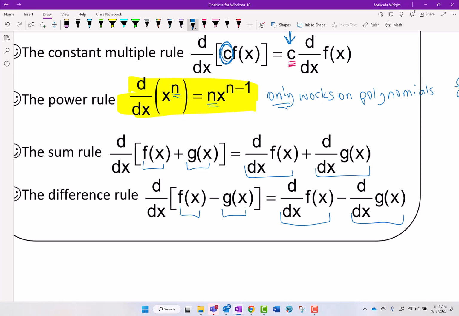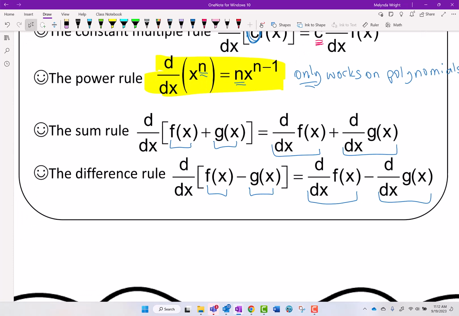Now, as we're talking about that, I need to make sure we understand that it is not okay if we're multiplying or dividing to do this kind of thing. That is not okay. So it's not okay, if we're doing the derivative of f of x times g of x, to split these.